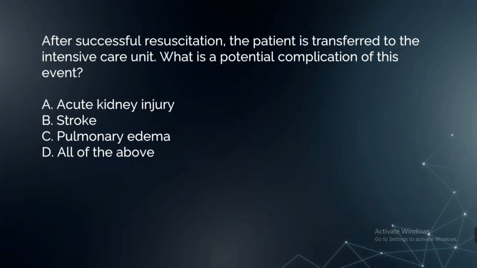After successful resuscitation, the patient is transferred to the ICU. What is the potential complication of this event? A. Acute kidney injury, B. Stroke, C. Pulmonary edema, and D. All of the above. So the correct answer is all of the above. The potential complication of this event can be anything. The kidney can be injured, there can be a stroke, there can be a pulmonary edema, all of the above.